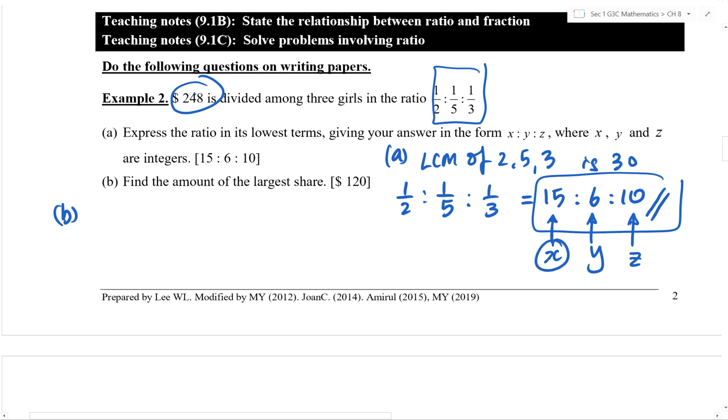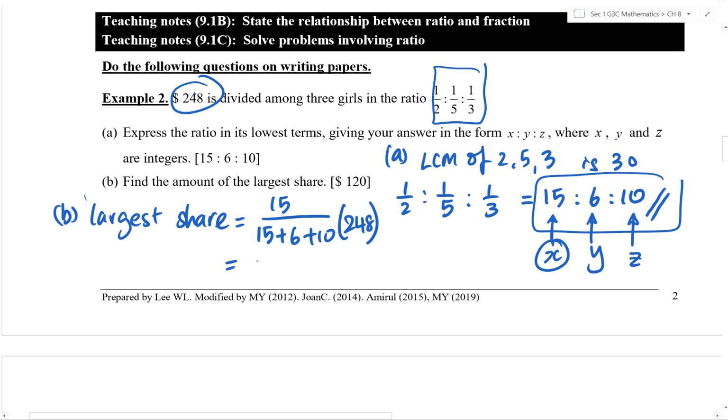So the share for x is 15 units out of a total of 15 plus 6 plus 10, which is 31 units. So the largest share, writing down in words, is 15 units out of 15 plus 6 plus 10 times the original amount, 248. This will give us $120.